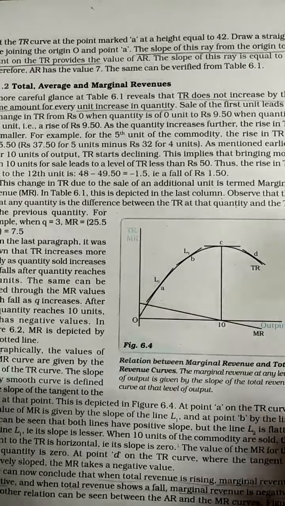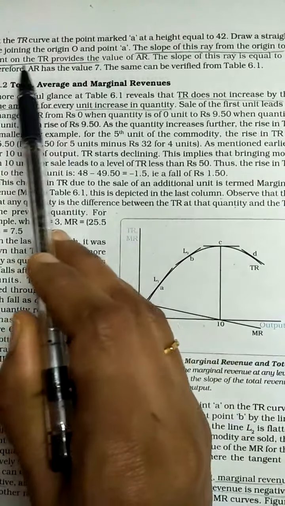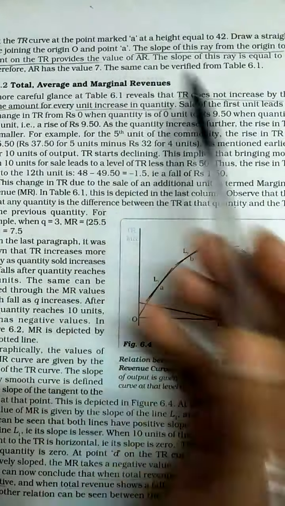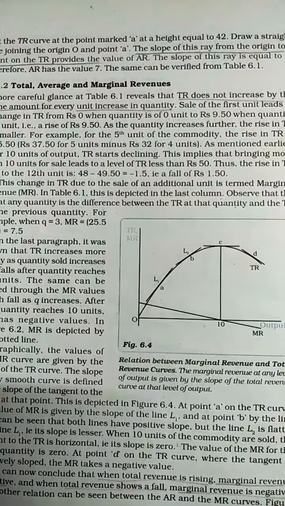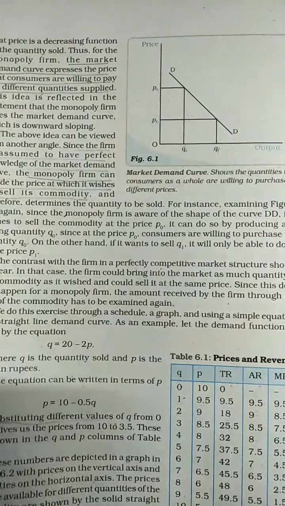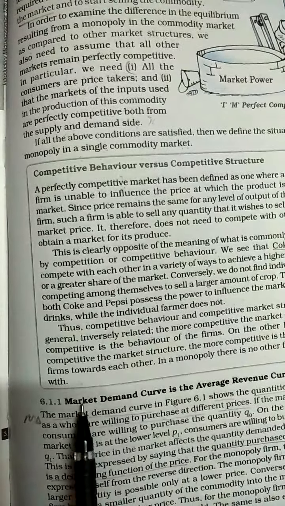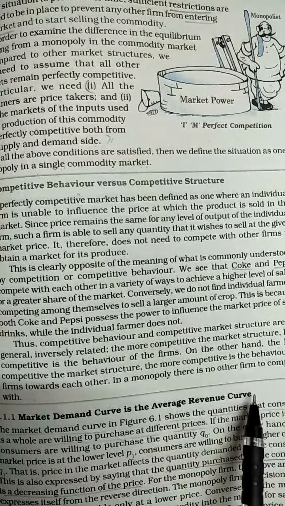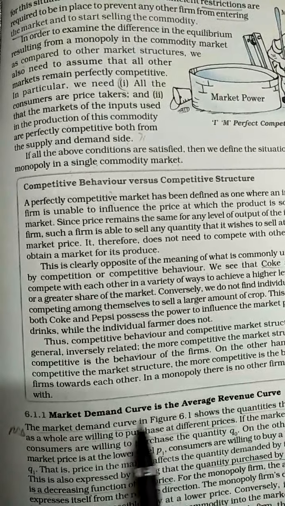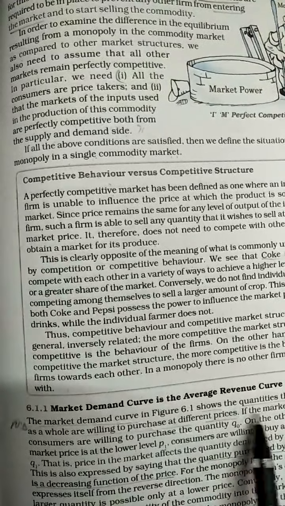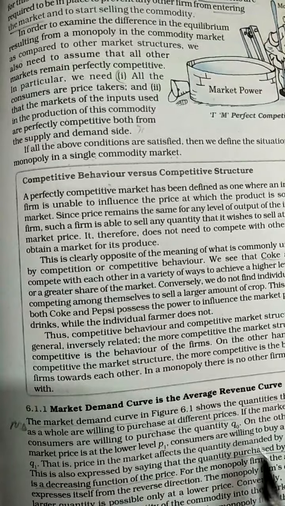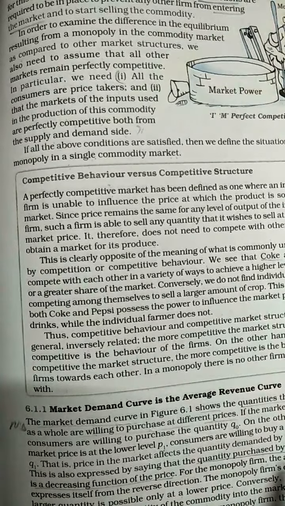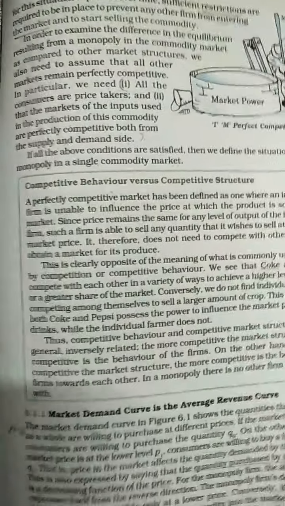That means the slope of the ray from the origin to a point on total revenue provides the value of average revenue. So what are the important points of this part? The first point is we have to prove that the market demand curve and average revenue curve both are the same. Then what is the market demand curve? We have to note this point. What is the market demand curve? And what is the relationship between price and output? That is the other important point.